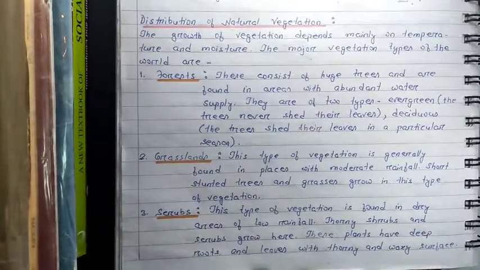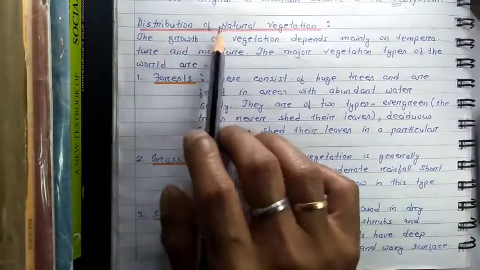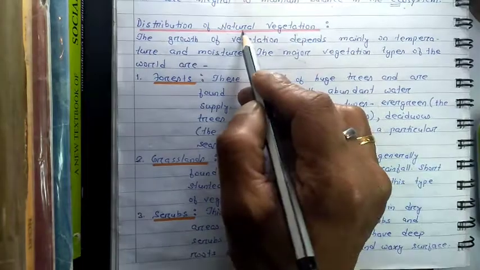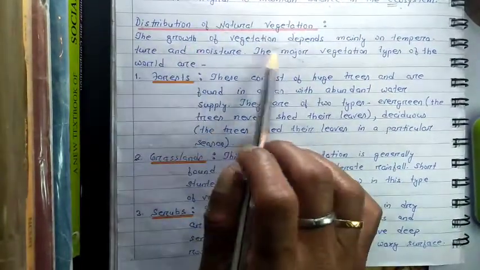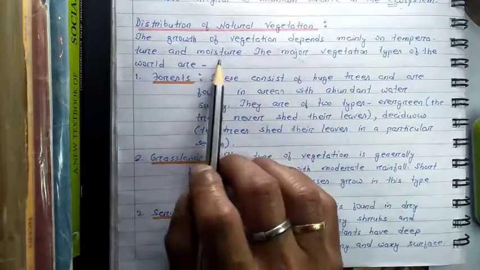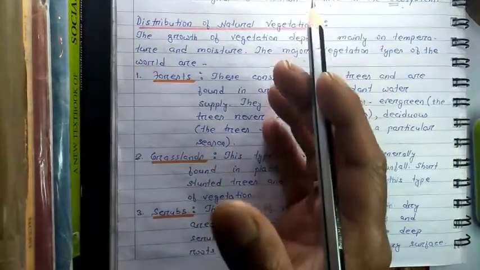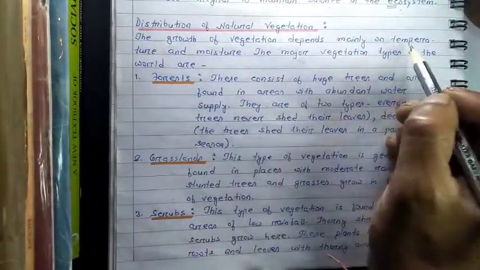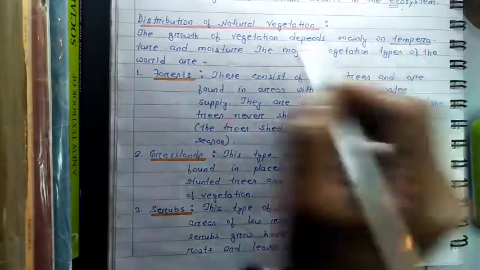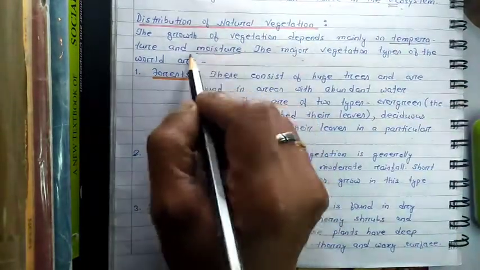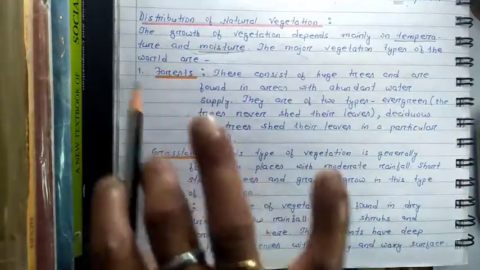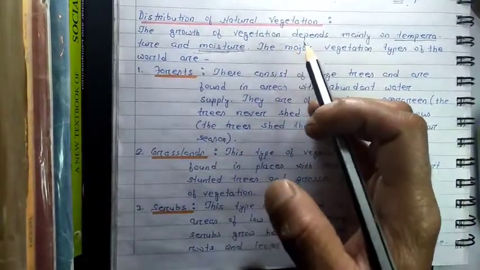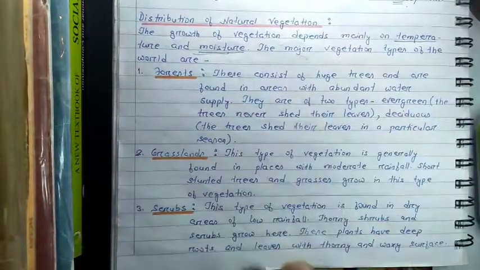Proceeding to the second last point of our chapter, distribution of natural vegetation. What are the different types of natural vegetation that we are going to discuss now? The growth of vegetation depends mainly on temperature and moisture. We can say that different types of vegetation depend on two factors. One is temperature and the second one is moisture, that is, the amount of water vapor. The major vegetation types of the world: all over the world, vegetation can be classified into different types. Let me tell you one by one.